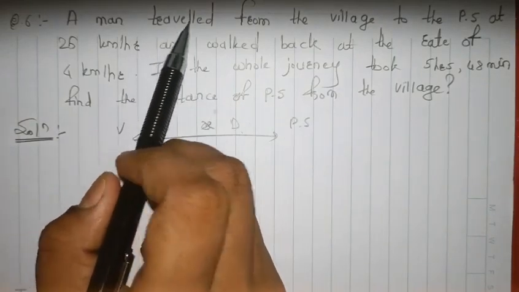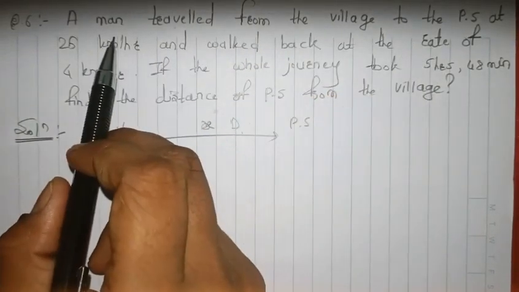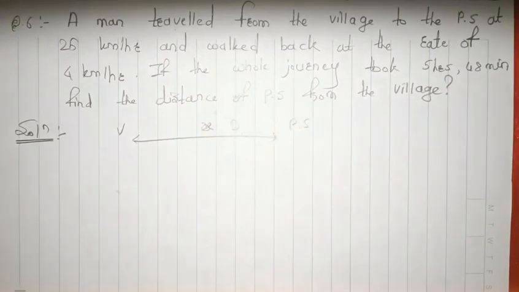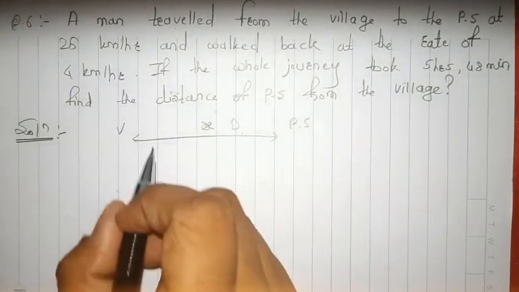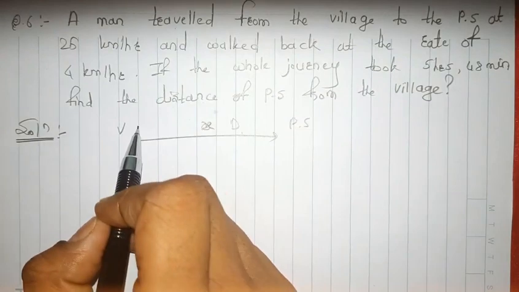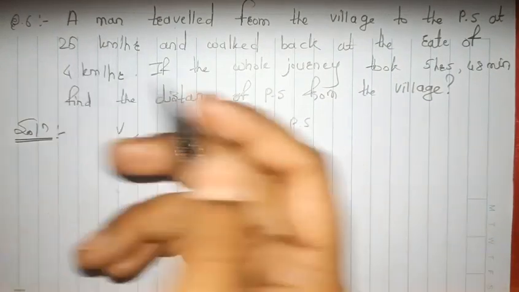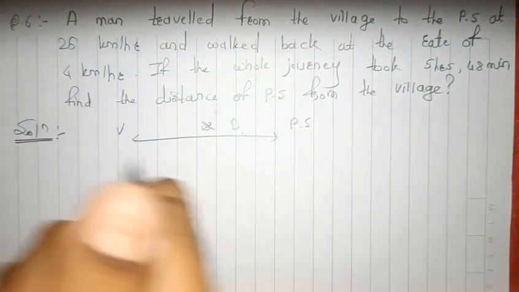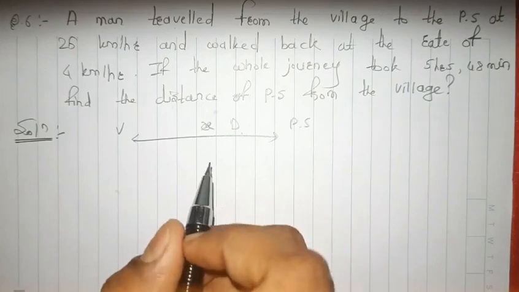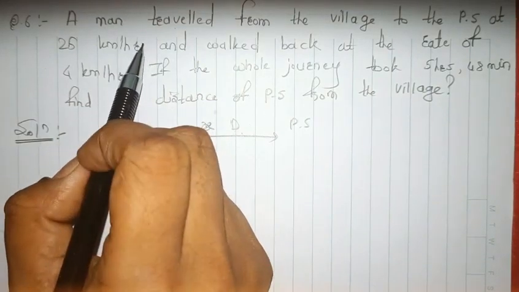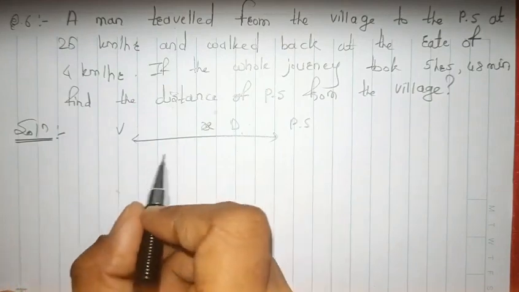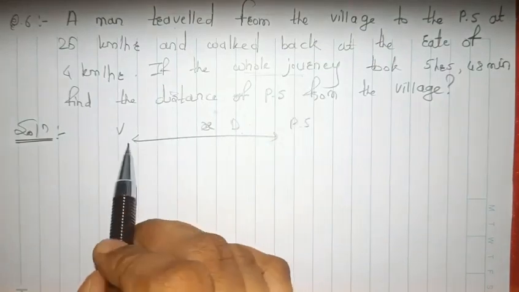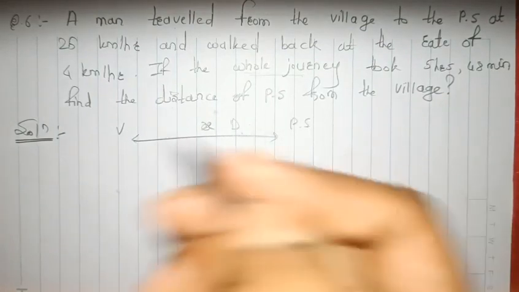Now, a man travelled from the village to the post office at 25 km per hour, and he is walking back at the rate of 4 km per hour, right? Consider he is going by a bus or any kind of vehicle, and then coming back he is walking. So definitely the time required would be less for the first part, but the distance is the same. And what total time have we been given? The total time is for the whole journey, which means going from the village to the post office and coming back from the post office to the village.